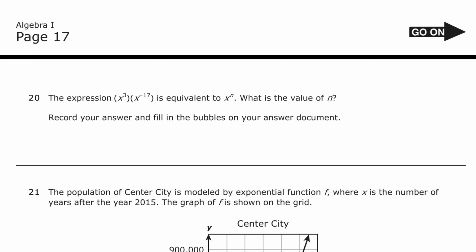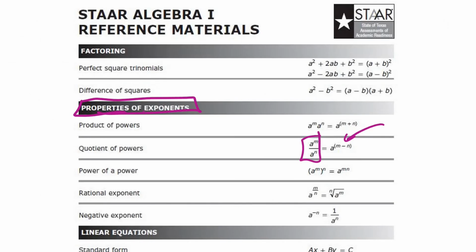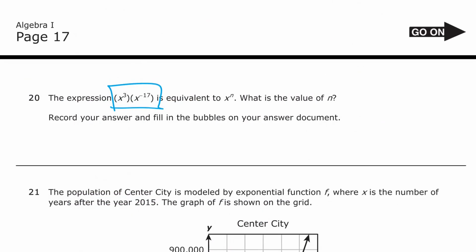All right, on this next one we have exponents, so we would reconsult our formula chart. We see that they are multiplying by each other, which means we're going to be adding the exponents. So we're going to add 13 and negative 17. So that would give us x to the negative 14.